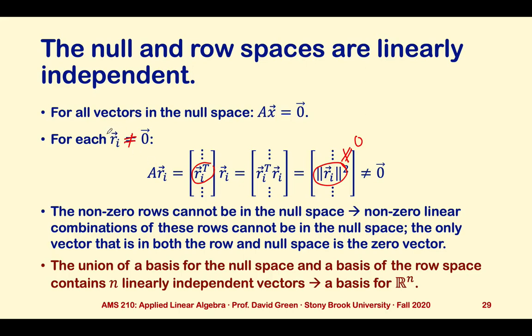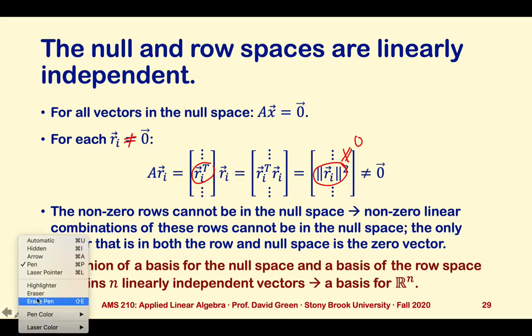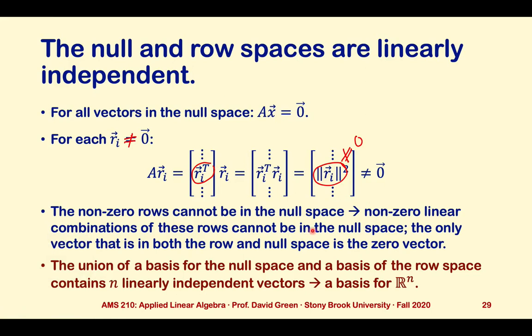None of the rows, none of the non-zero rows of A can be in the null space. If the non-zero rows cannot be in the null space, then their linear combinations, or at least their non-zero linear combinations, cannot be in the null space. That is, the only vector that is in both the row space and the null space is the 0 vector. If we ignore the 0 vector, which we already know is in the null space, every other vector in the row space is linearly independent from the null space.